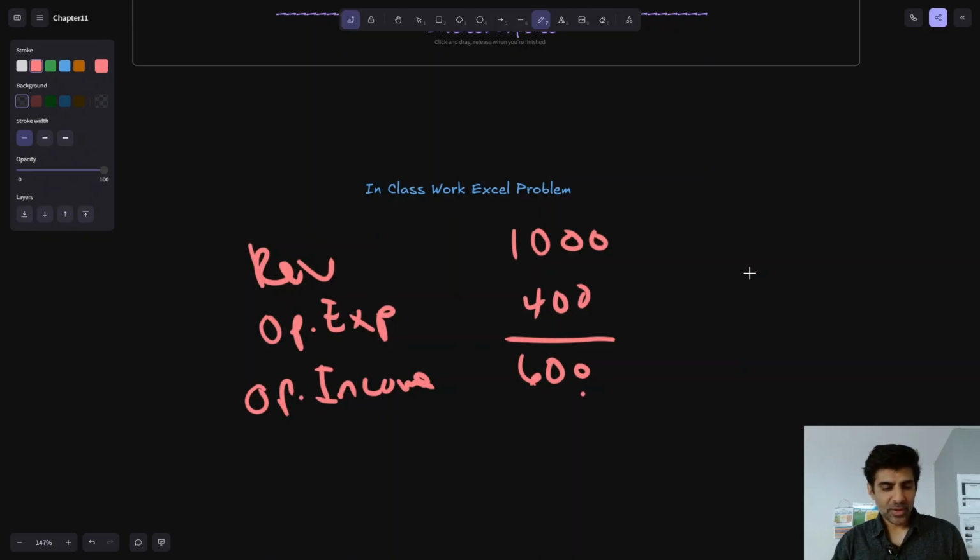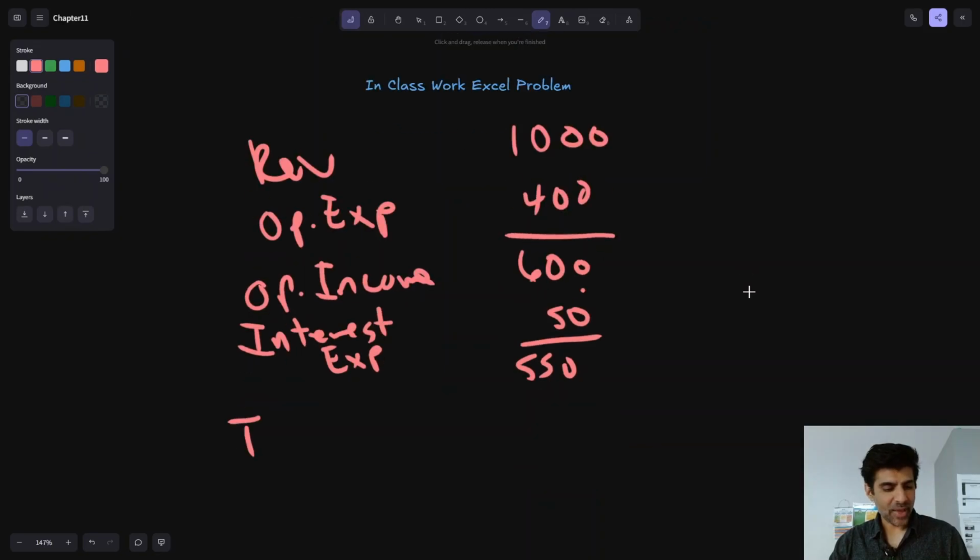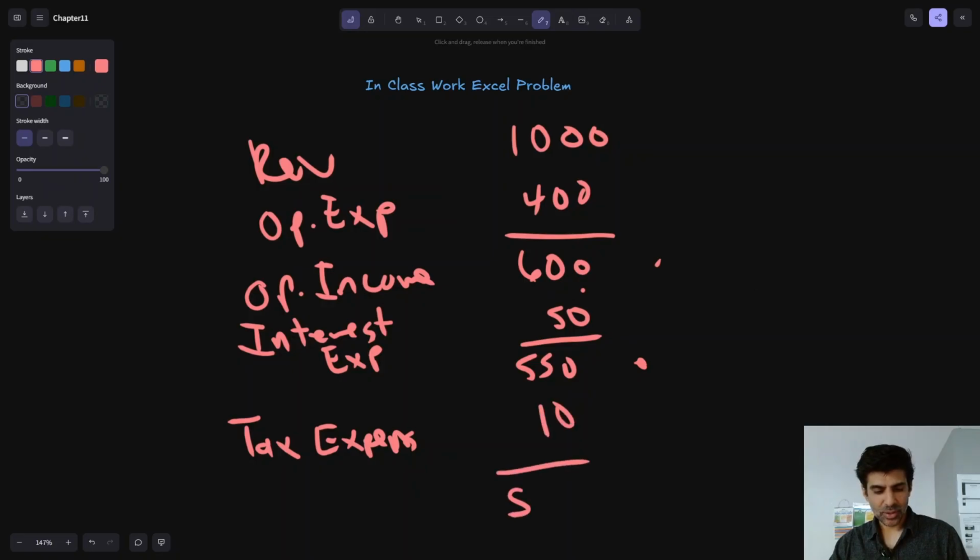From this, you're going to pay first interest expense. Let's say it's 50. Now, interest is tax deductible. Okay, so your tax expense is based on this. It's based not on your operating income, but it's based on how much you earn after paying off your interest. Okay? And then you're going to have your tax expense. Let's say it's another 10. This gives you your net income.